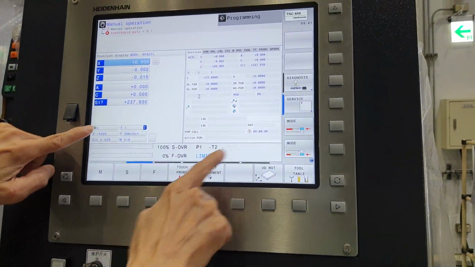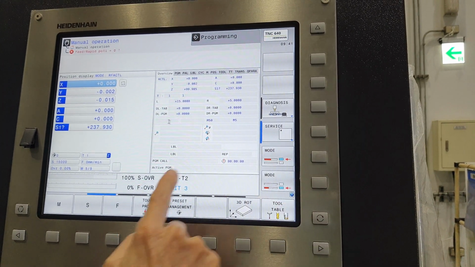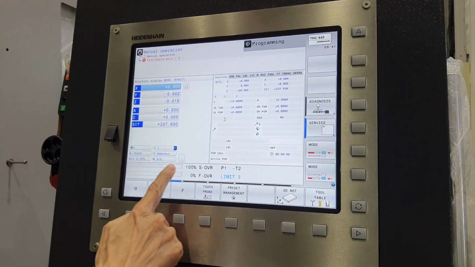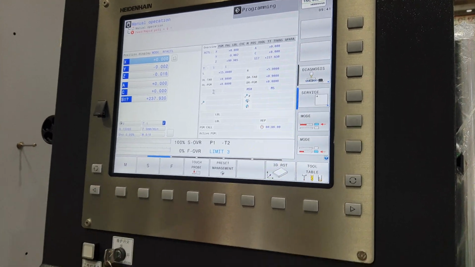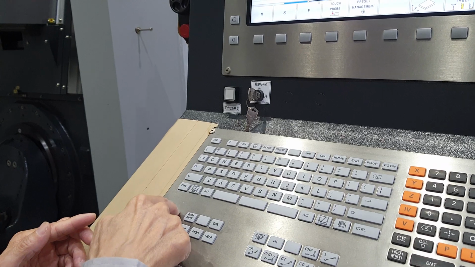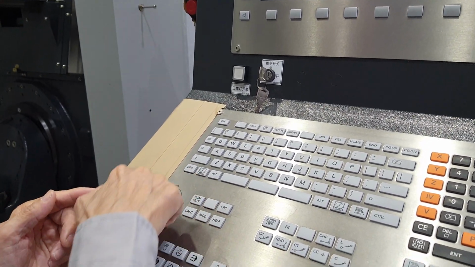Normally you run the programs at 100%. So you move the mode to here and check this one. If you don't touch the switch, but this one increases and decreases by itself, it means this switch has a problem. It means it is broken or something, or the contact is not good. So you have to change this switch.